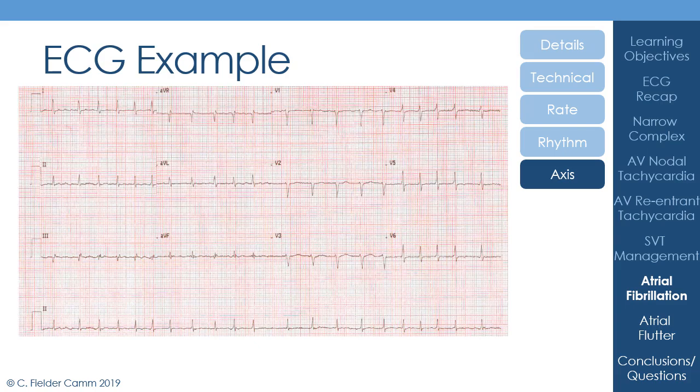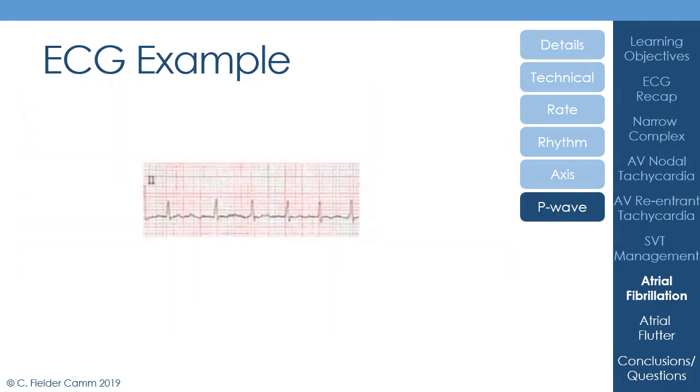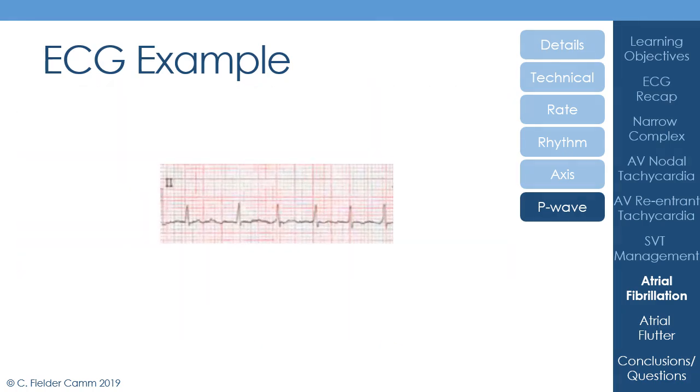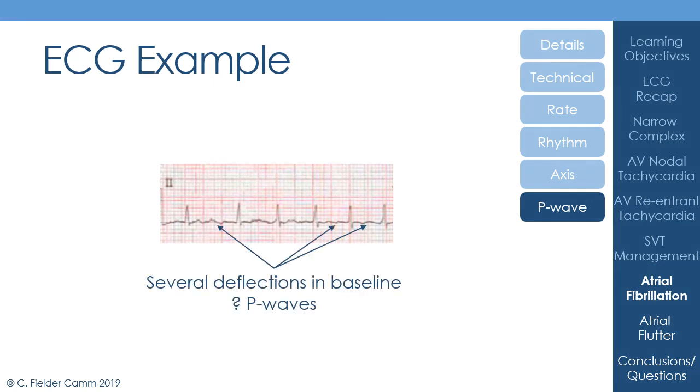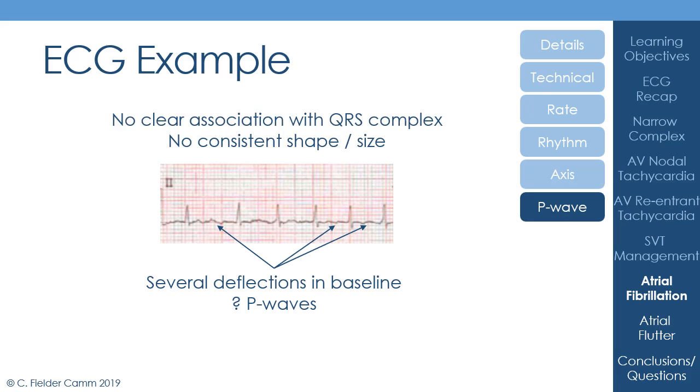The cardiac axis here appears to be normal. You've got upward going QRS complexes in leads 1 and 2 on that left-hand side there. What about P waves? Well, let's have a look at lead 2. As I've said multiple times, lead 2 is probably the best one to look at P waves in. You can see several deflections on the baseline if you're being very judicious. So are those P waves? Well, I don't think so. There's no clear association with the QRS complex. And actually those deflections all look very different.